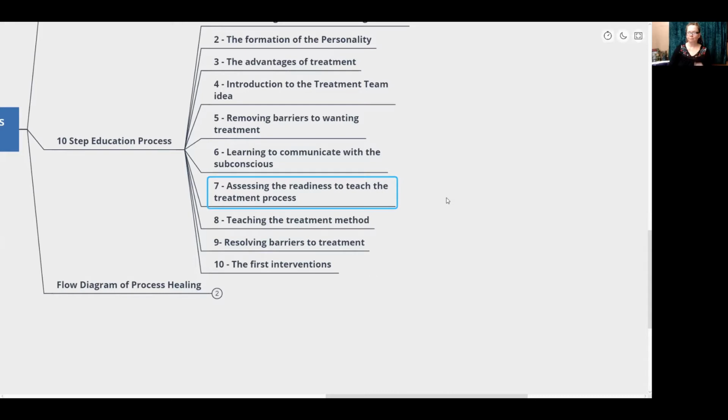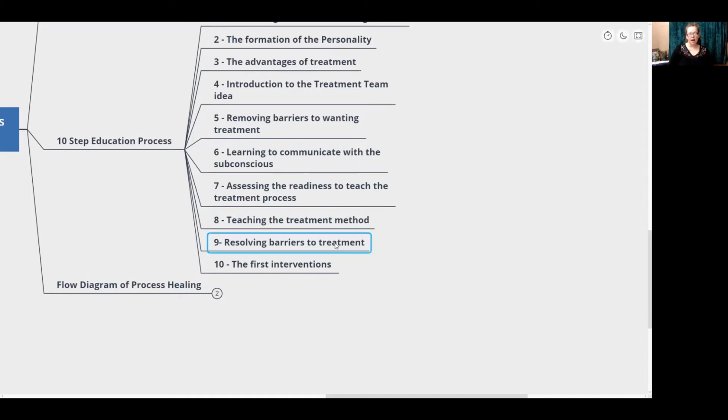And then step number 7 is assessing the readiness to teach the treatment process. So we're not going to teach the treatment process until all of the aspects are in agreement. And 8, teaching the treatment method. So again, a final check is made: are there any aspects who are not on board? Is everybody on board? Everybody wants this, right? It's a final check to make sure that teaching the subconscious the treatment process will be respectful, for one thing, to all parts that are active. And the subconscious learns the treatment process with a simple metaphor. He says the metaphor always works. However, other similar types of metaphors will also work.